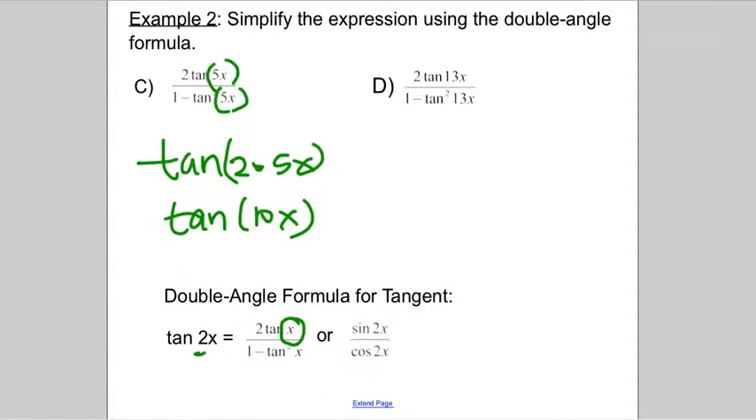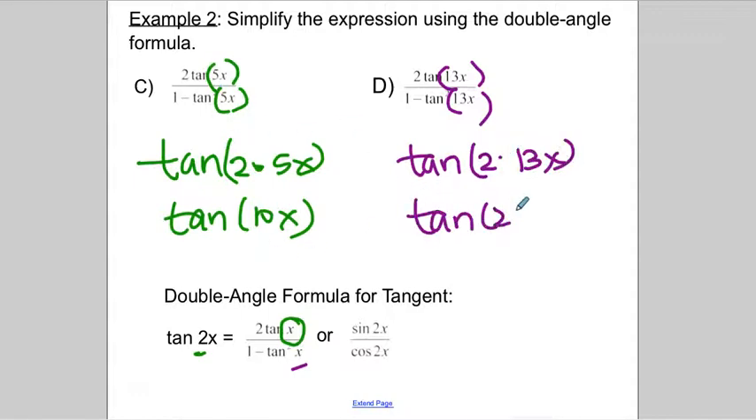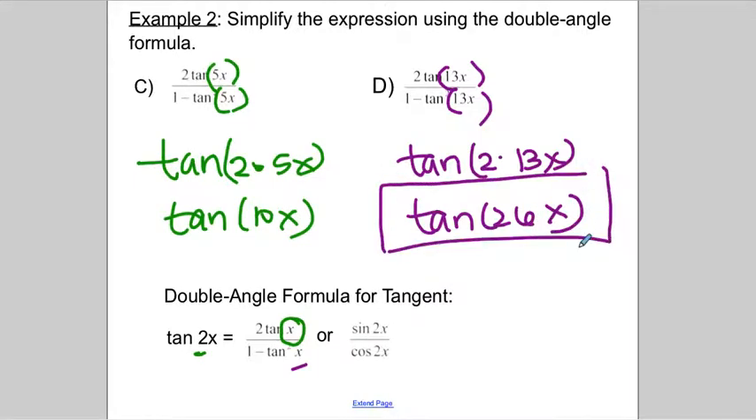Take a second, pause the video, maybe try the next one on your own. But hopefully you tried it. So who's on the inside here? It is tangent of x, and this is also x. So x is equal to 13x, so we have tangent of 2 times 13x. So it is tangent of 26x. There it is simplified with my double angle formula.